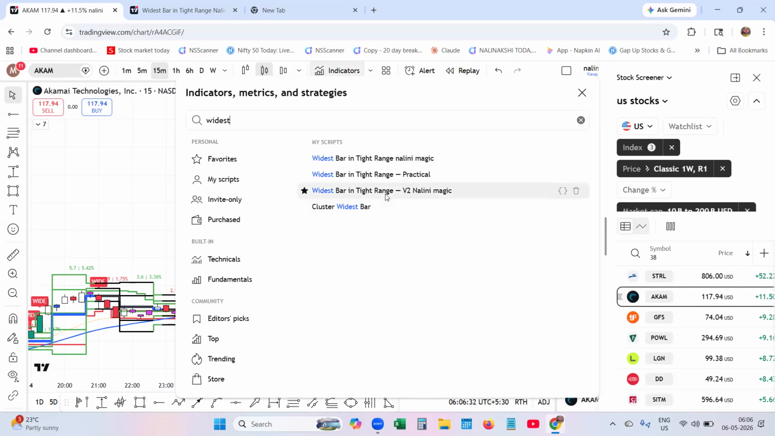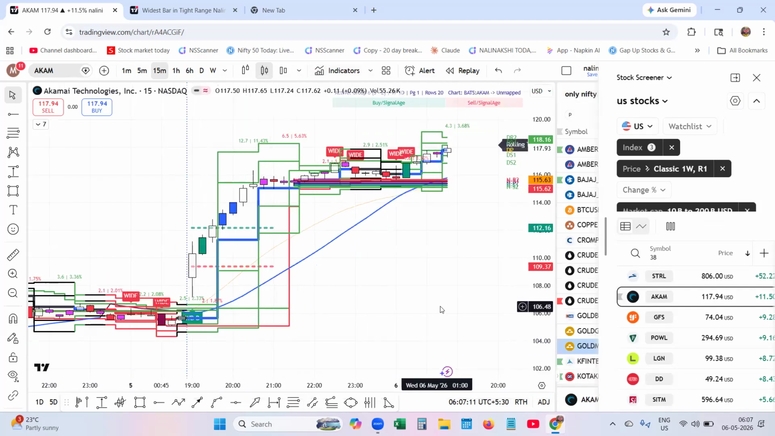Initially, I published. Then I added certain updates to filter with volume as well as moving average. So to consider only valid signals above the 20 period moving average for buy, below the 20 period moving average to sell. Because sometimes widest bar will be formed on and off, then you should not get into a wrong signal. That's why to filter all those things, I have added these filters. This is an updated version. You can go there and you can apply it on your chart.